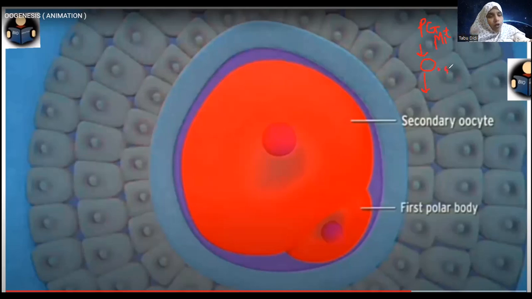Oogonia further grow in size and selected oogonia form the primary oocyte. Then this primary oocyte starts growing and follicle cells come, they start layering this oocyte. So you had the primary oocyte and uske baad mein saare layers humne abhi dekhe na. ये पूरे structure को primordial follicle बुलाते हैं.